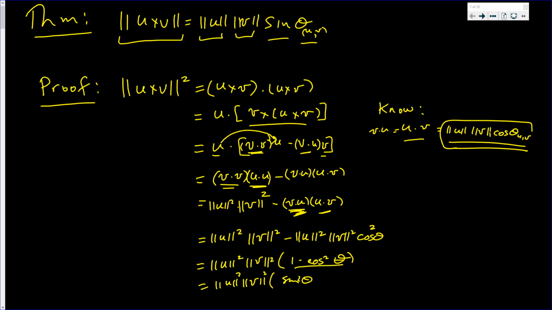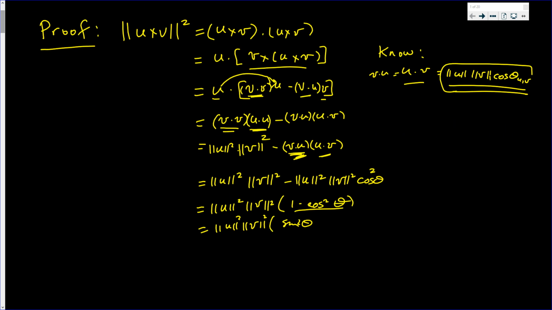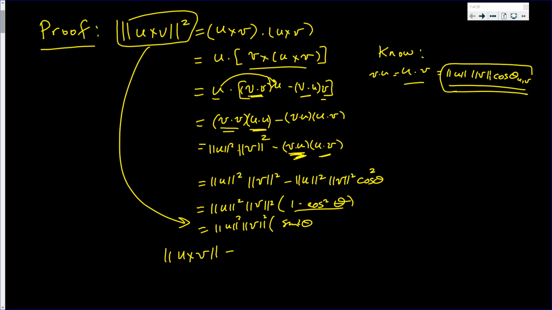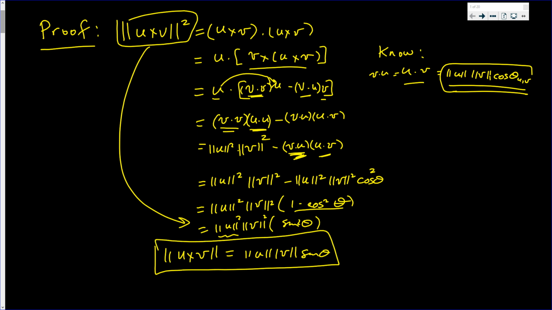That's sine square theta. So here's where the proof comes together. We've shown that this equals that. So the length of u cross v, which is never negative, is equal to the square root of the right side. The length of u times the length of v times the sine of theta. And we will use this fact in the next theorem. So maybe we can call this a lemma.